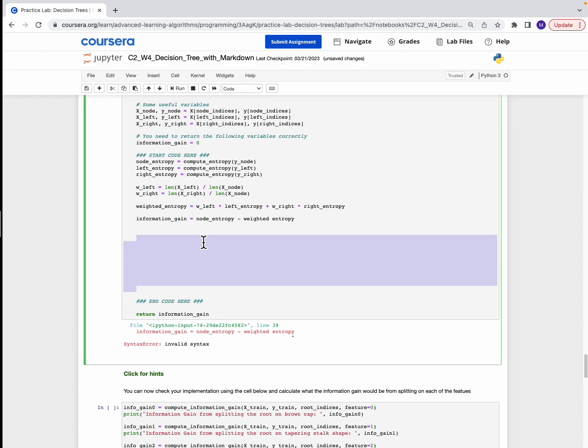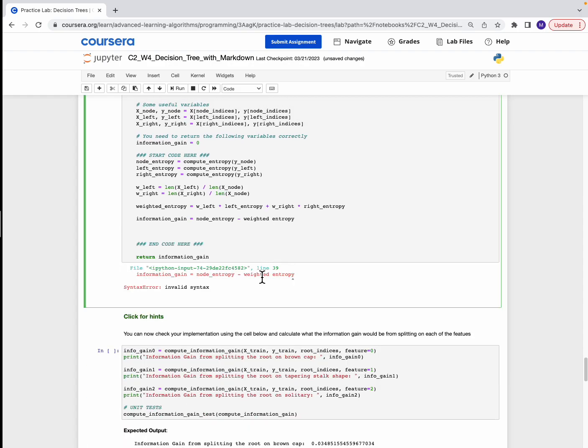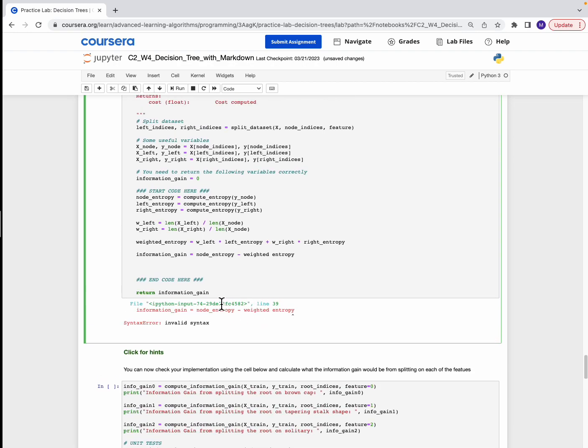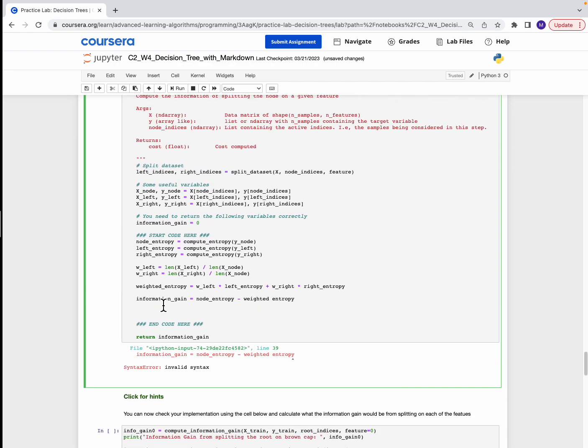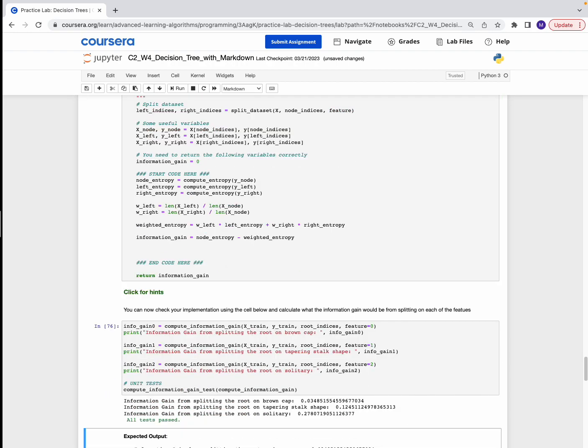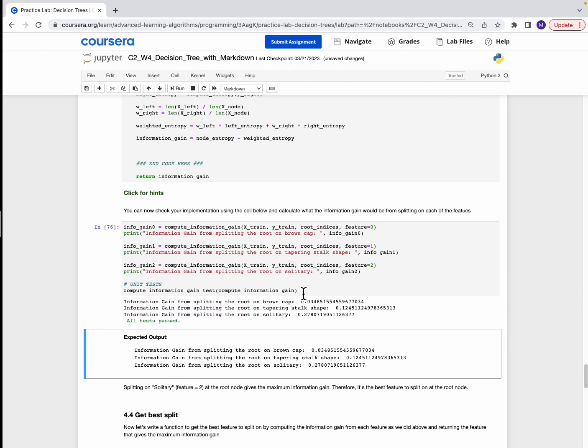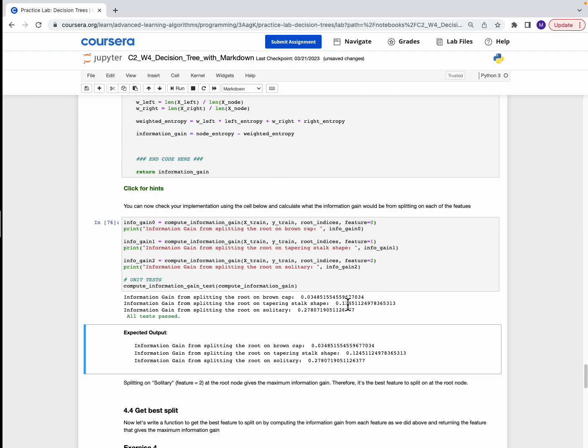And syntax error at line 39, which I'm not sure where that is. Let's see. Right here, entropy, oh. And all tests passed.